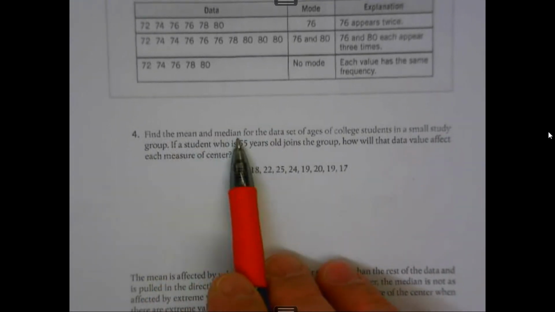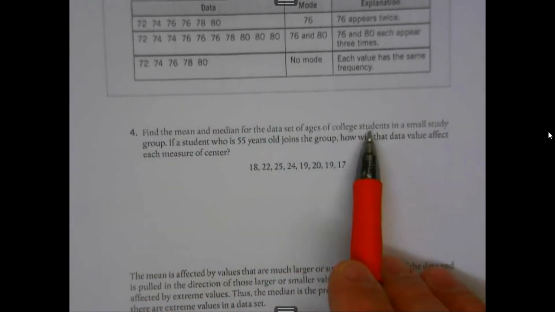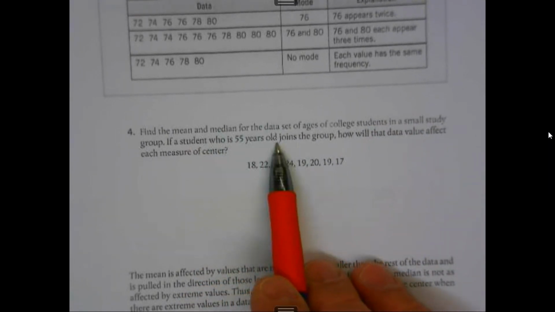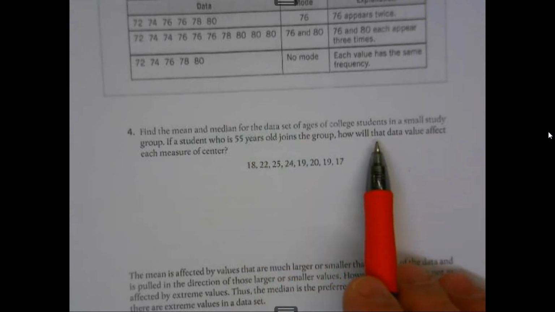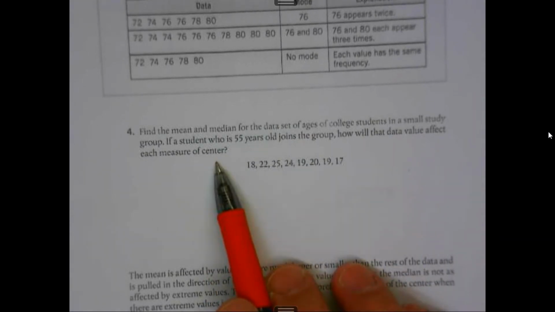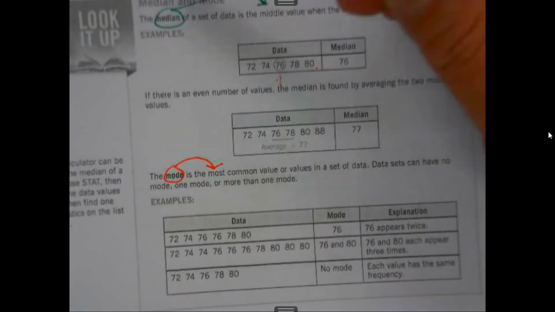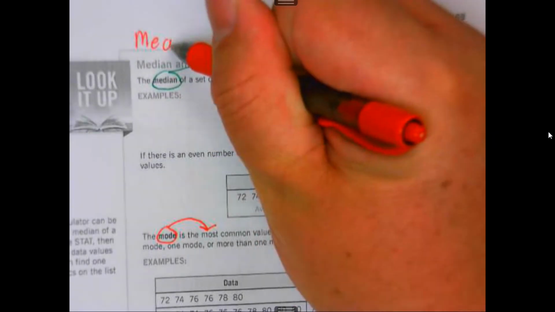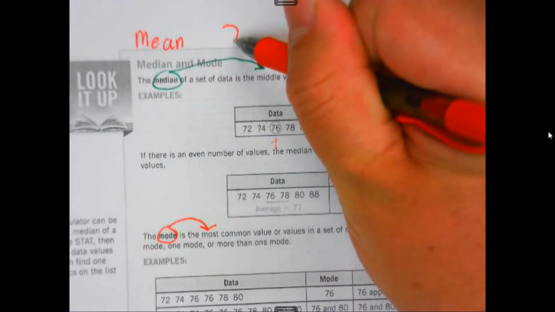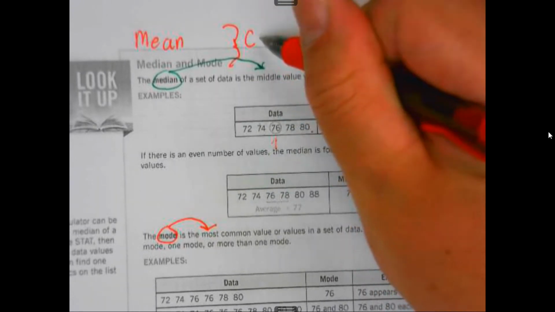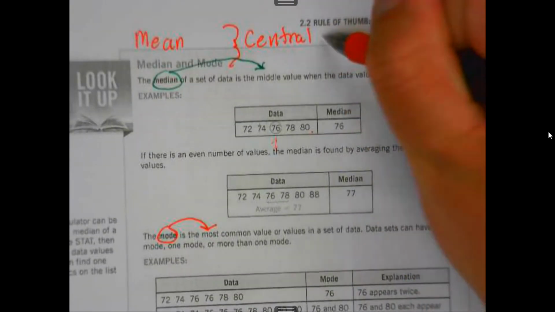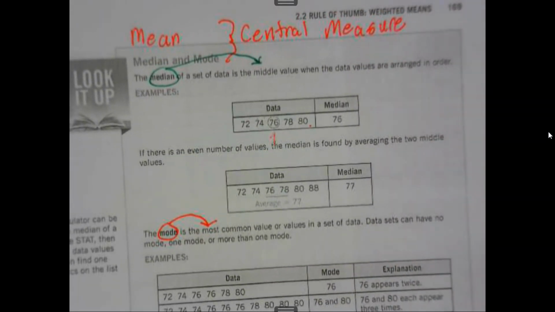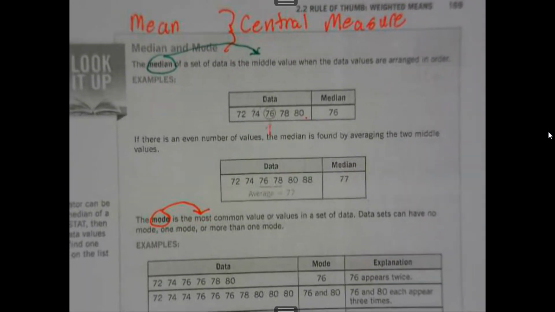Number 4, find the mean and median for the data set of all ages of college students in a small study group. If a student who is 55 years old joins the group, how would that data affect the value of each measure of center? By the way, mean, median, and mode are all called central measures. Okay, measures of the centers of data.